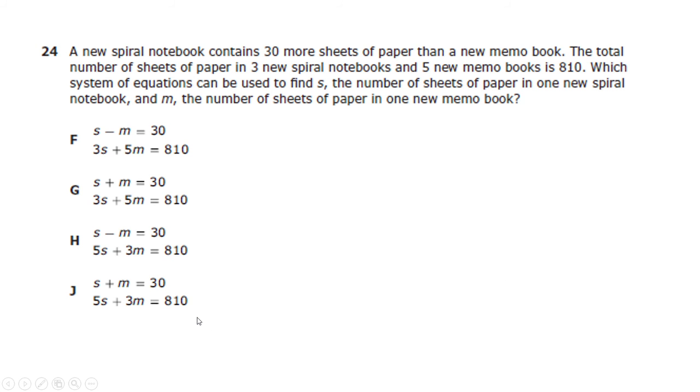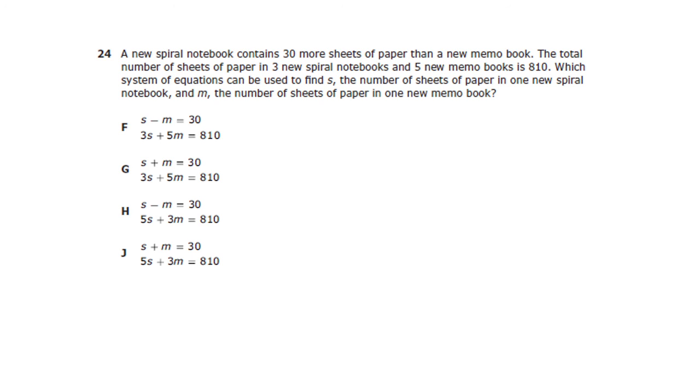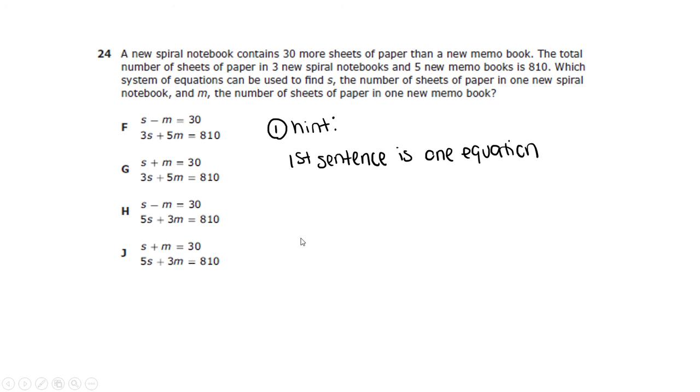All right, number 24. We're talking about a spiral notebook and a memo book. Pause the video if you don't want any help. This concept came from day 10. Okay, here's your first hint. Your first sentence in this problem is an equation, so we have to figure out a way to write it as an equation.